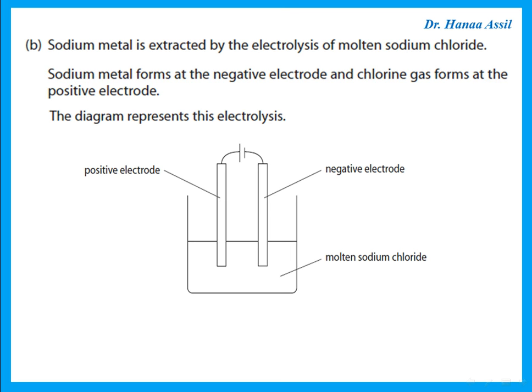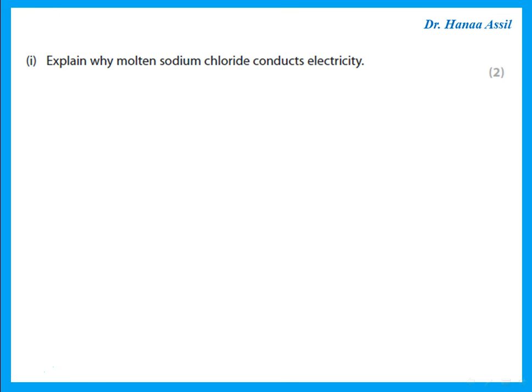Sodium metal is extracted by the electrolysis of molten sodium chloride. Sodium metal forms at the negative electrode and chlorine gas forms at the positive electrode. The diagram represents this electrolysis. So this is supposed to be electrolysis of molten sodium chloride. Explain why molten sodium chloride conducts electricity.